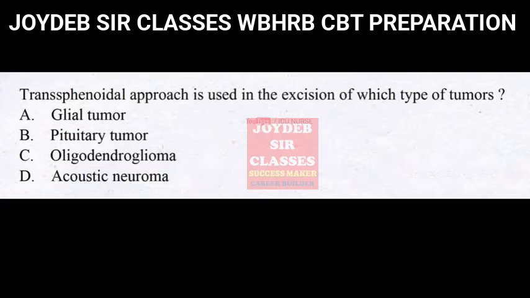Transsphenoidal approach is used in the excision of which type of tumors? A. Glial tumor, B. Pituitary tumor, C. Oligodendroglioma, D. Acoustic neuroma. And the correct answer is B. Pituitary tumor.